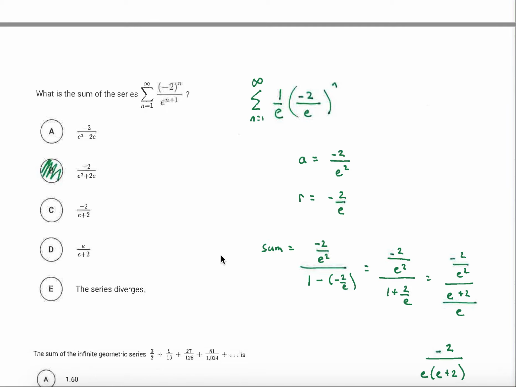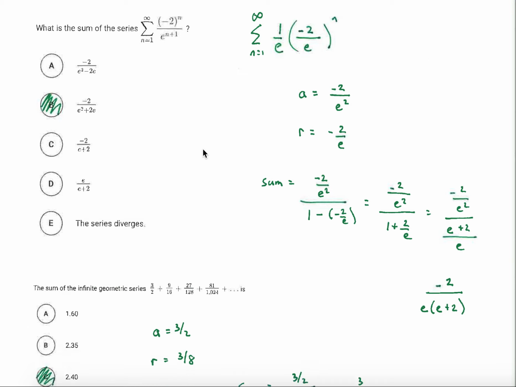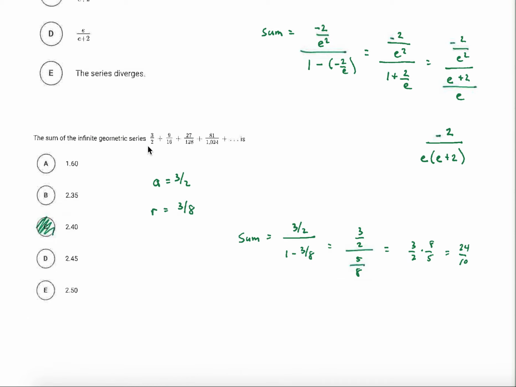Another geometric series, just be careful. This thing is really this thing. This thing has an a value of this and an r value of this. And when you do the algebra, you get that answer. Just be careful that you actually find a and r. Remember, a is always the first term, and then r is the multiplier. This is a geometric series where a is 3/2 and r is 3/8. Go ahead and do this. The sum is a over 1 minus r and get your answer.